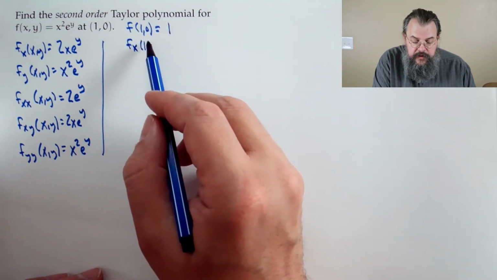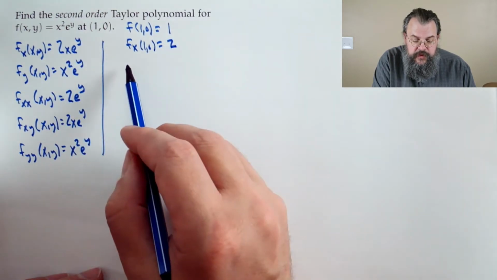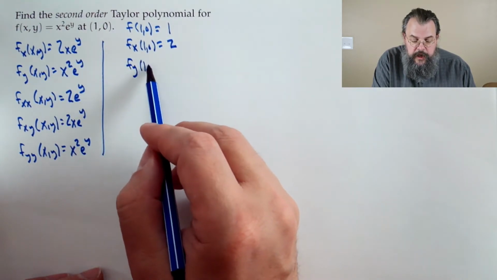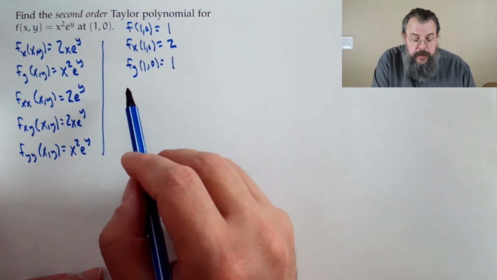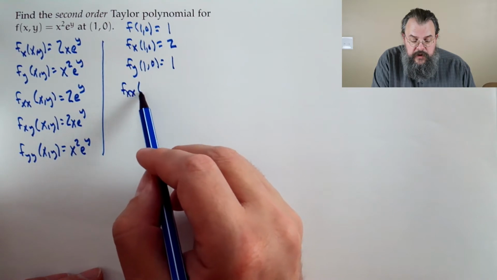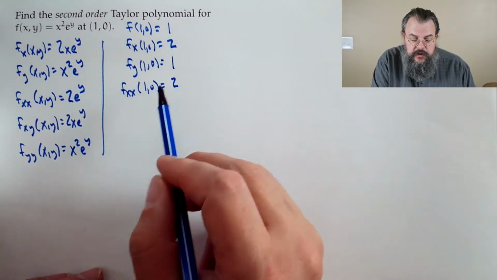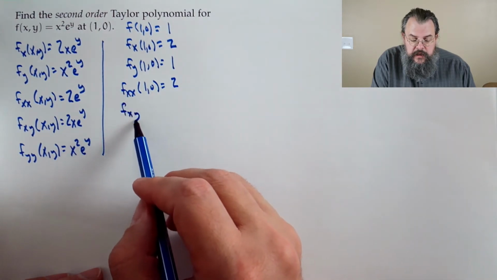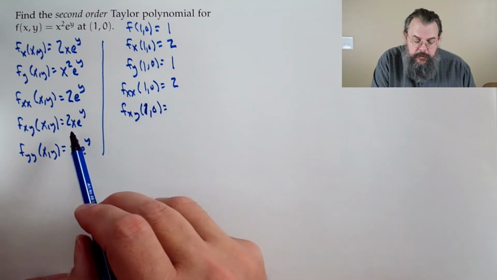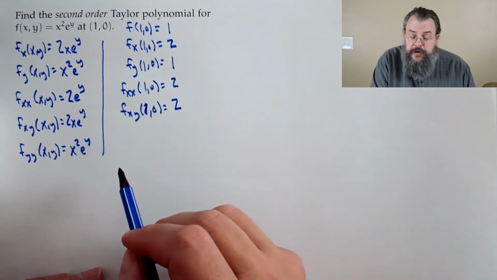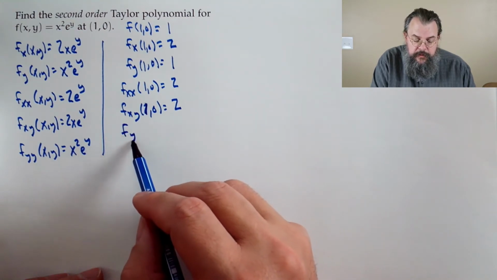Fx at (1, 0) is 2 times 1 times e to the 0, 2. Fy at (1, 0) is 1 times e to the 0, 1. And so forth and so on. So you're going to feel like, okay, we plug things into e to the 0, 2. And you might say, wow, there's a lot of writing here. But you have to be patient. You never know. You got to do the work and just see what comes out.